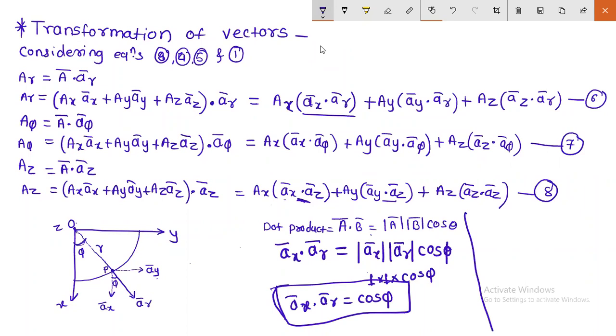हे समजलंय का? Yes or no? Yes or no? हे समजलंय का?